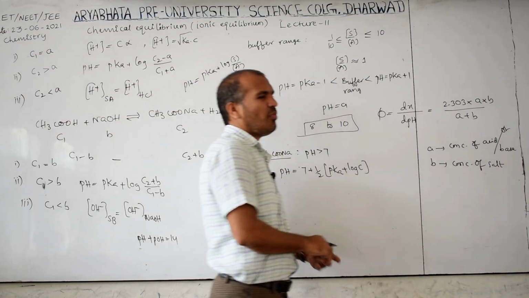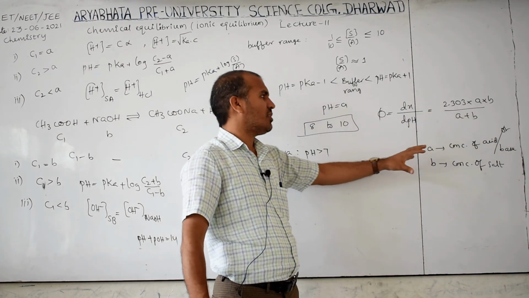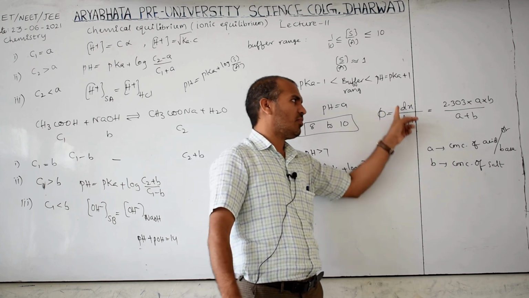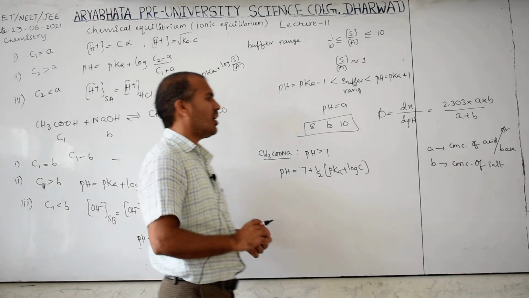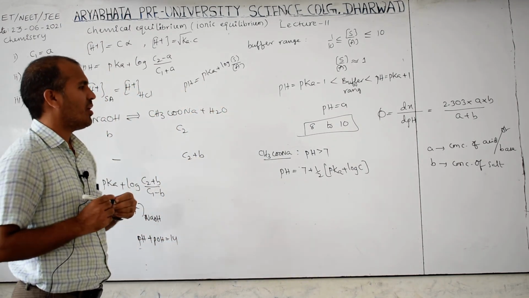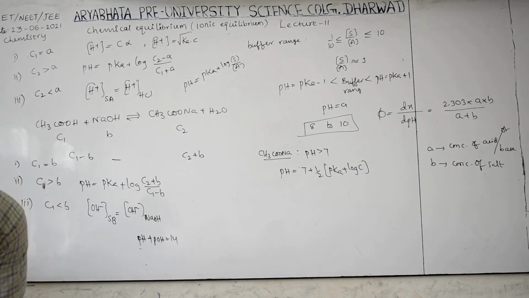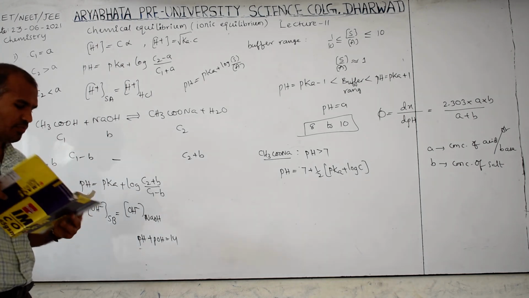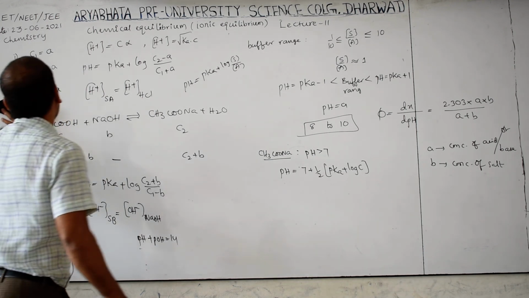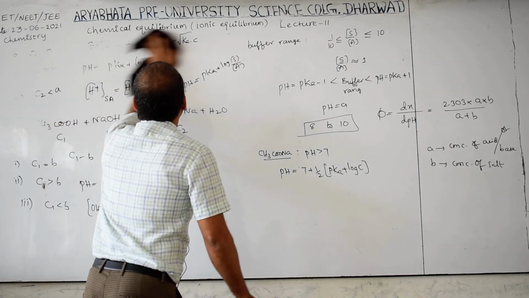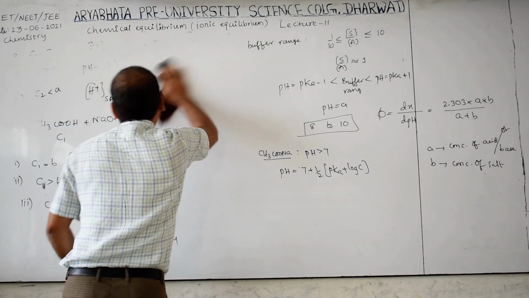So this is a Mains level formula. CET and NEET level may not ask this one. This one is JEE Mains level, they will ask it, and based on this problems also may be asked. This is about buffers. Now we will discuss some problems about buffer solutions. So I will remove this first. Note down all these formulas, whenever a problem comes you have to use them.